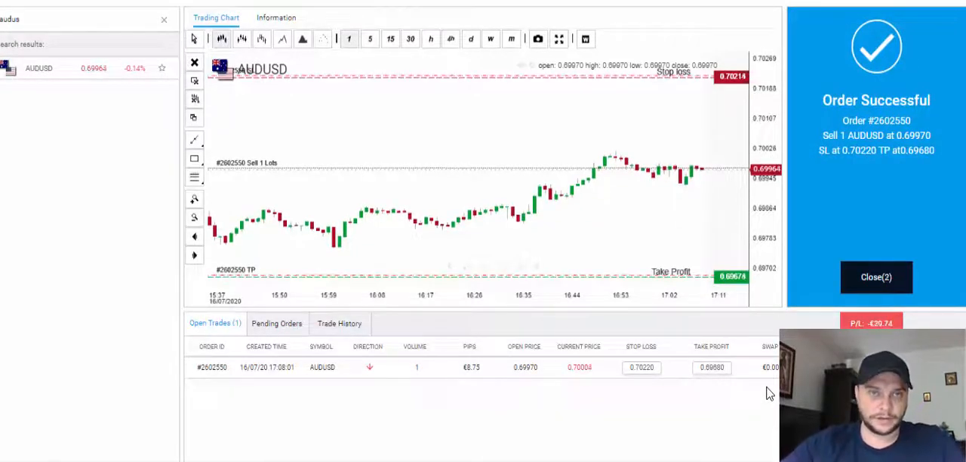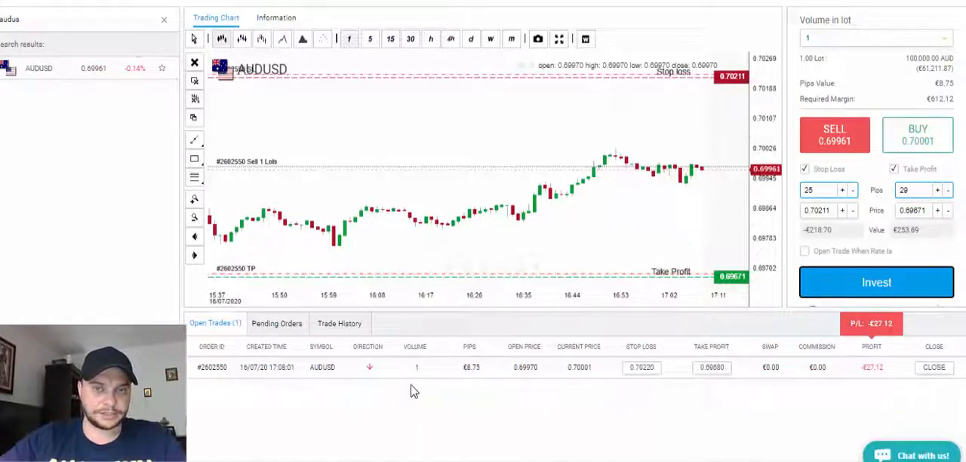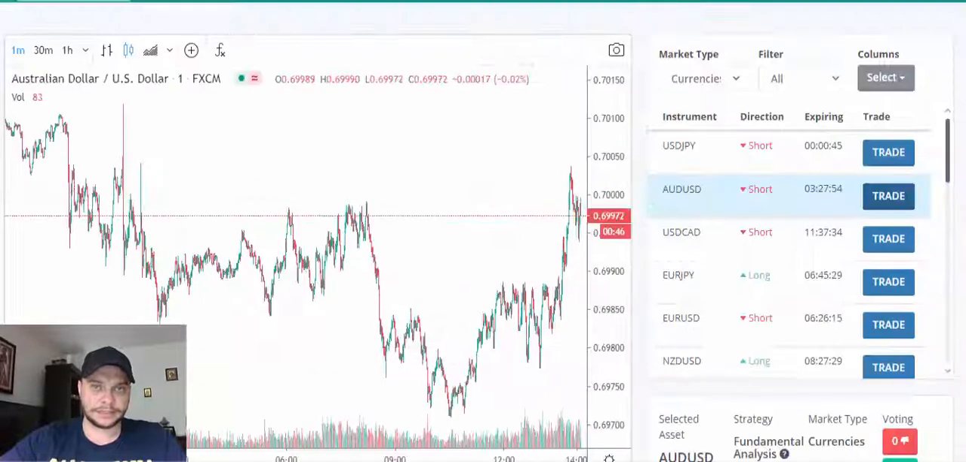Alright, so we have now placed AUD USD, direction is sell, and everything is set, stop loss, take profit. That's it. So let's go and find another trade.